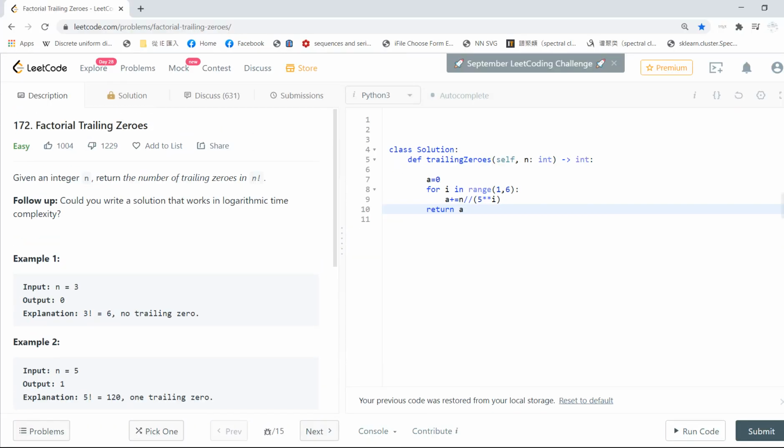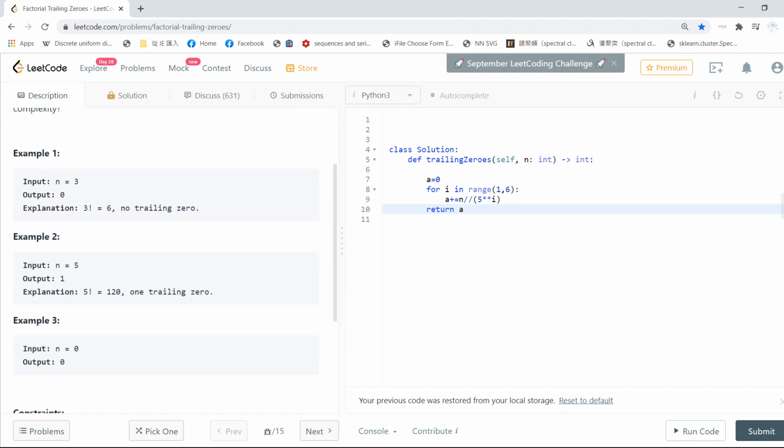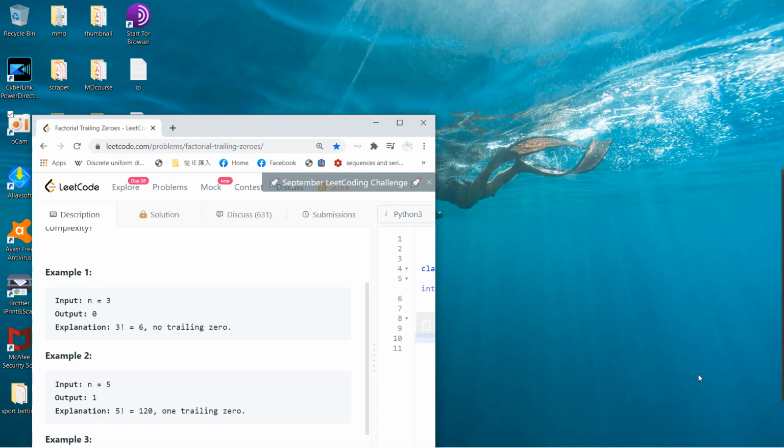Okay, so this problem is famous in combinatorics, and also probably in some coding interviews as a brain teaser. Factorial trailing zeros. Given n, return the number of trailing zeros in n factorial. For example, n equals 3, then you will have 3 factorial is 6, so no trailing zeros. For 5 you have 1 zero, and for 0 you have 0 zeros.